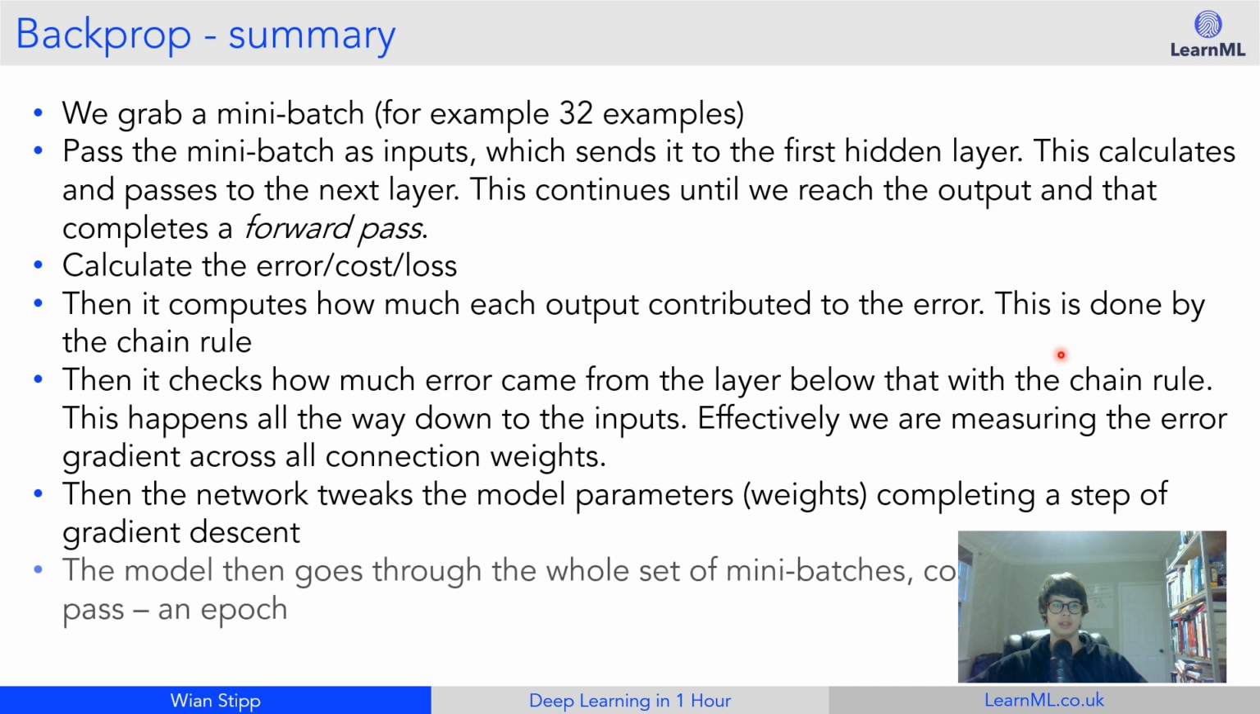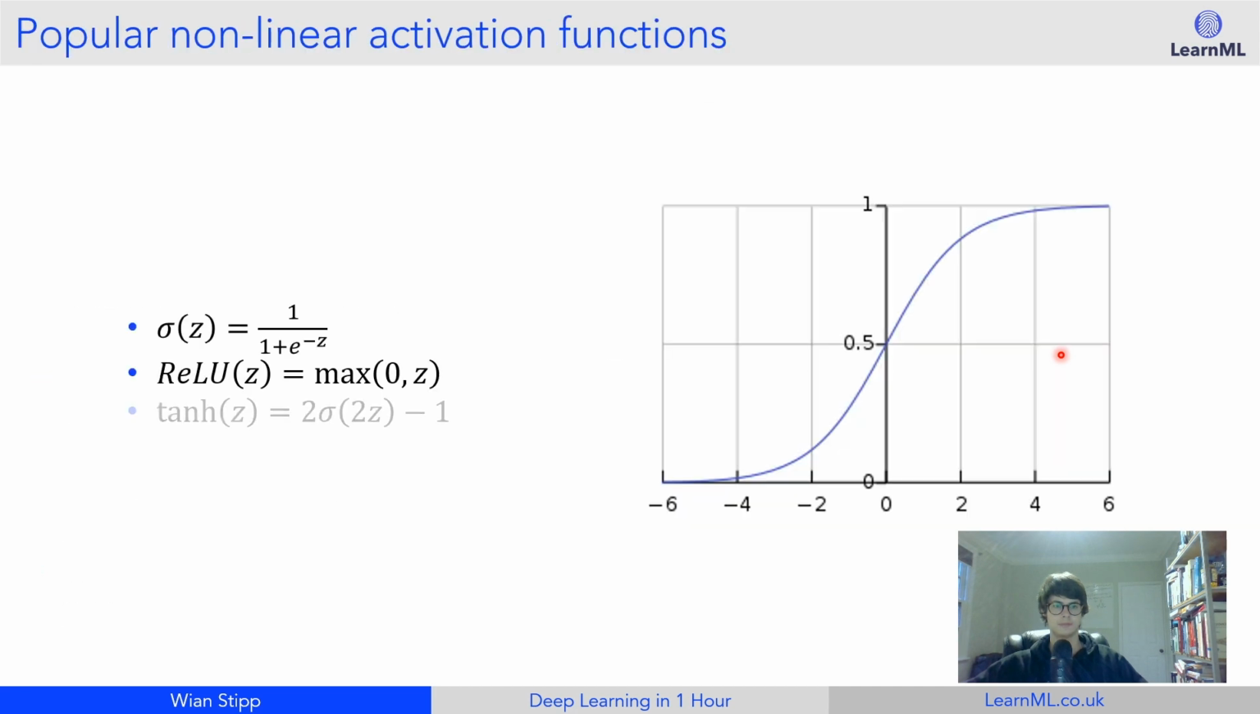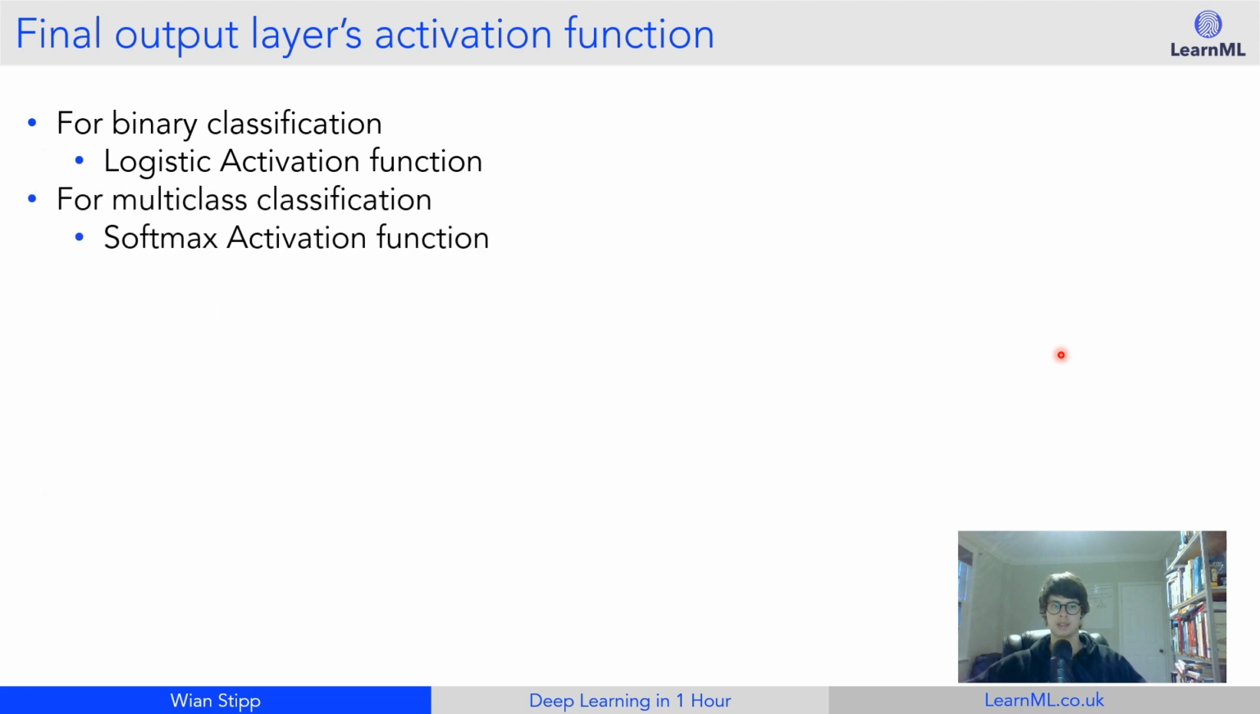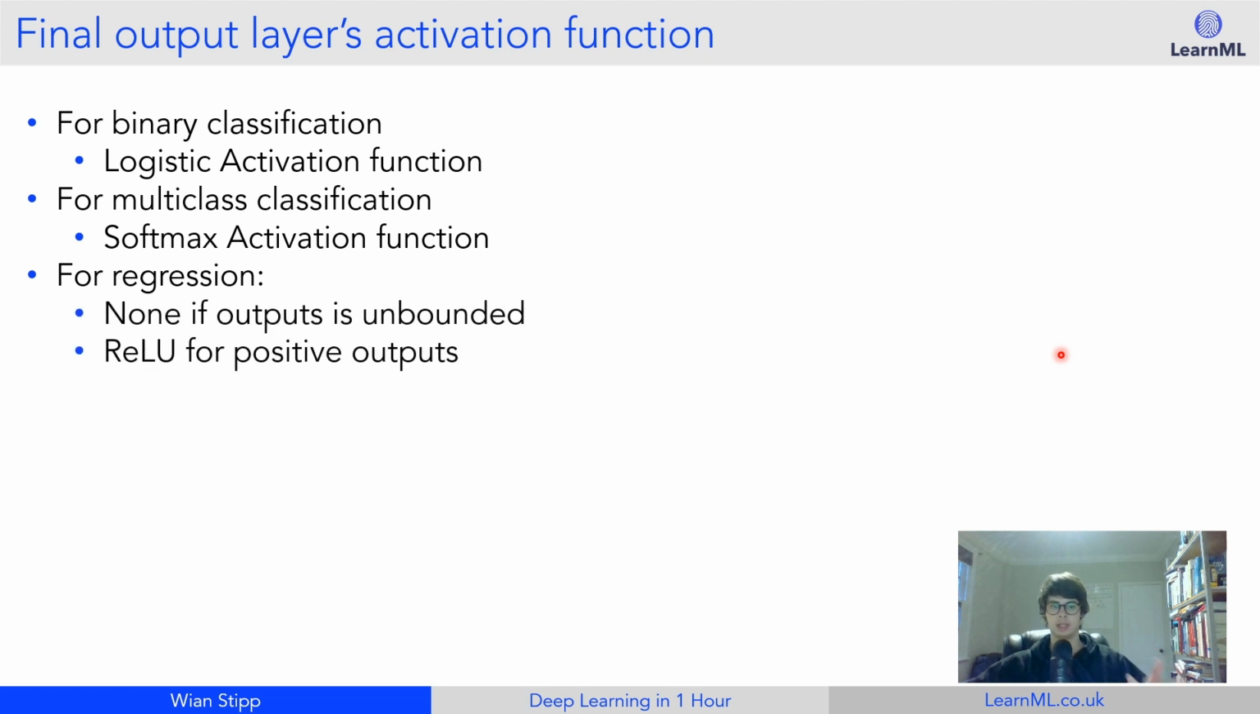So let's skip forward a bit. Okay, so if you're doing binary classification, then you want to use the logistic activation. For multi-class, you use softmax. Softmax ensures that all the class probabilities sum to 1. For regression, this depends. So none if the outputs are unbounded, ReLU for positive outputs, and Tanh for bounded.